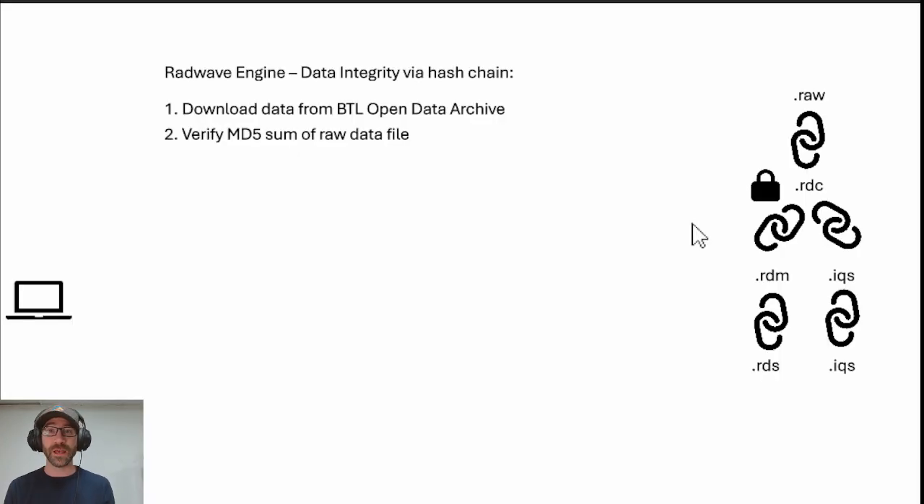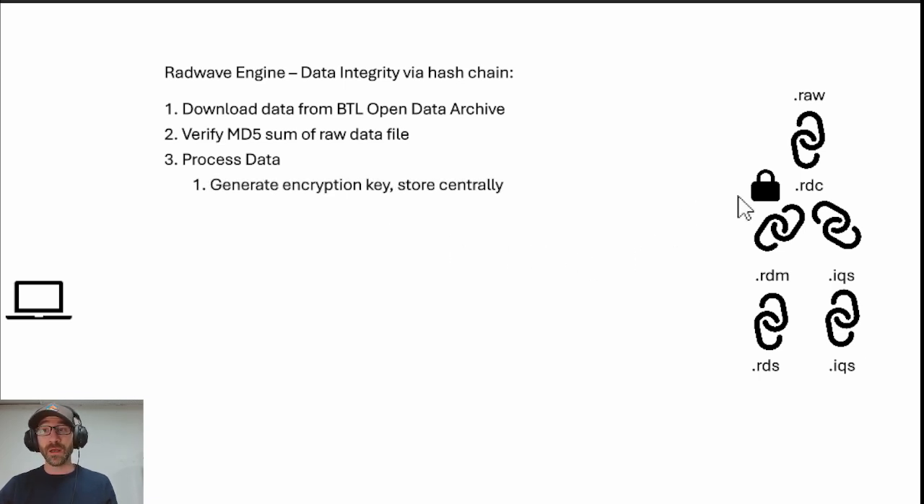Going back here to what we have with the Radwave engine, the first step to the engine is downloading data from the open data archive. Then we verify the MD5 sum, so we know it is a good file. And then we move on to processing the data. When we do this, we generate an encryption key, and that's stored centrally within the Radwave servers that I host, in order to make sure that the data that we process stays untampered with.